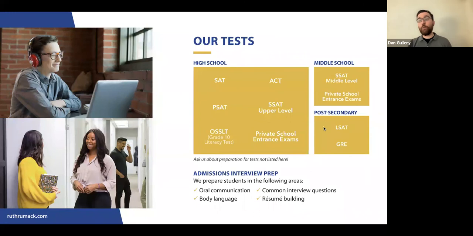So these are all things that we're comfortable with. And then obviously any individual private school entrance tests, we're also happy to help with those. Royal St. George's and schools like that offer their own individual tests that they put together each year. We're still very comfortable with the way that those tests work.